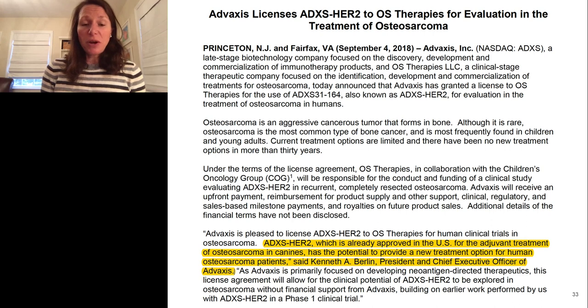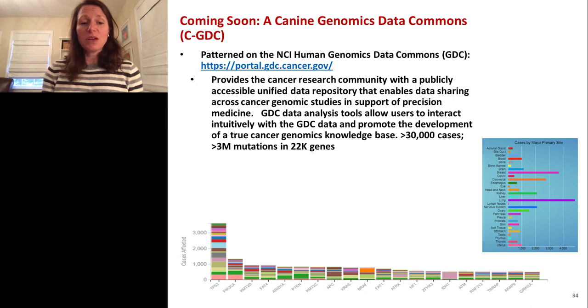And there's a parallel product that will be produced and licensed and moved out into veterinary use from Aratana. So this is an example of where the work that we do really has bidirectional benefit for both children and for dogs. I just wanted to end with a couple of coming soon points.